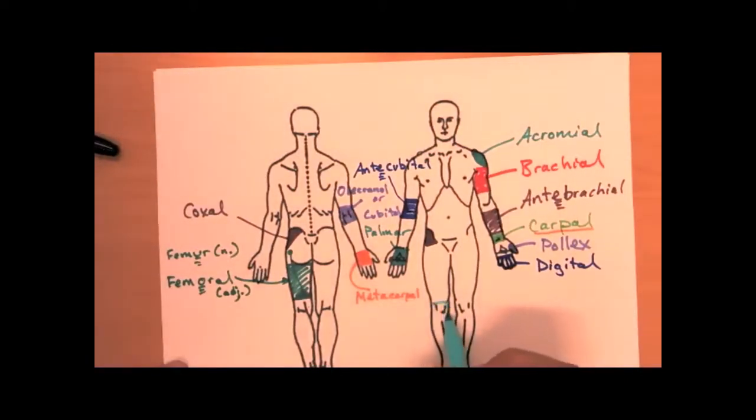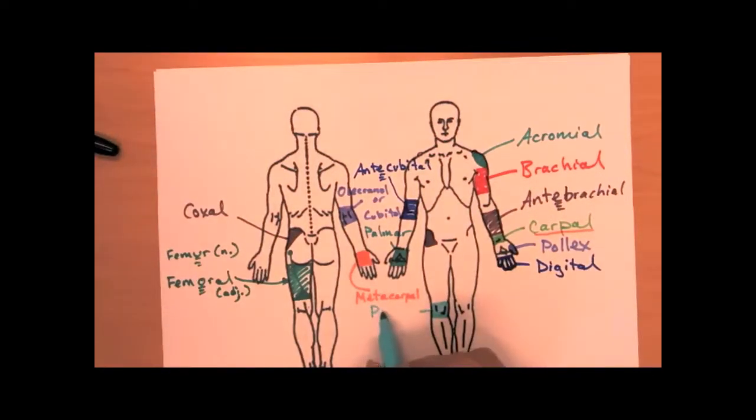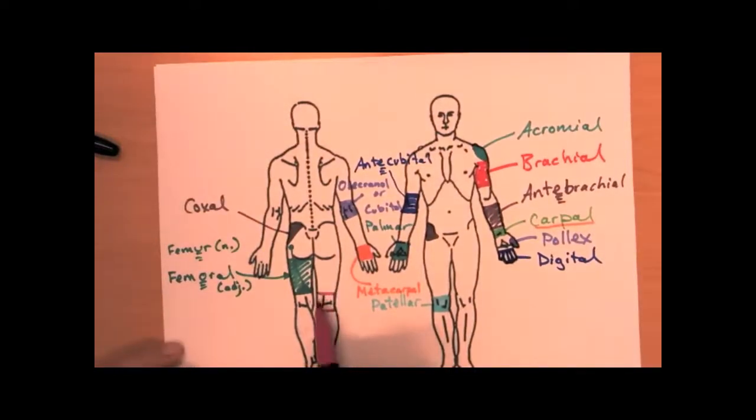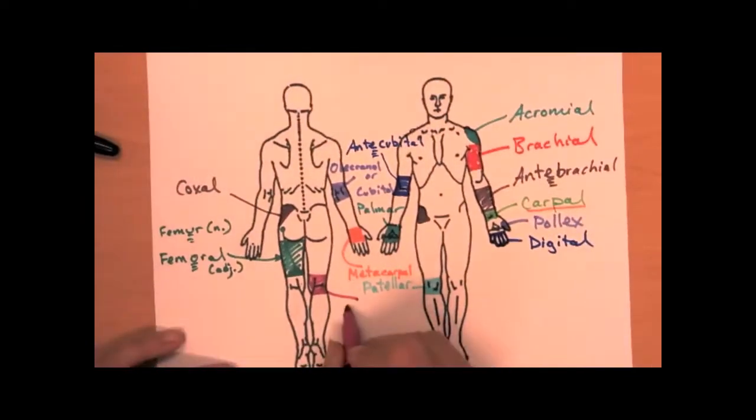Patellar. All right, just like the elbow had a different name for the front and the back of the joint, the knee also does. The kneecap is called the patella. So patellar is the region of the kneecap. As opposed to the posterior knee, this is called popliteal.